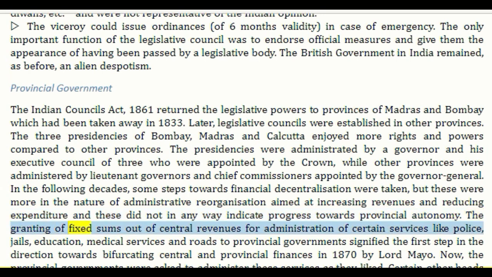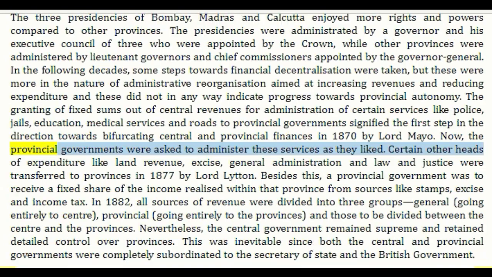The granting of fixed sums out of central revenues for administration of certain services like police, jails, education, medical services, and roads to provincial governments signified the first step in the direction towards bifurcating central and provincial finances in 1870 by Lord Mayo. Now, the provincial governments were asked to administer these services as they liked.